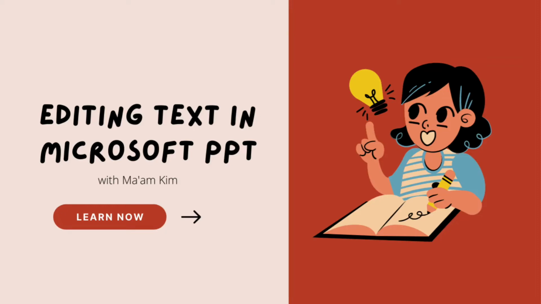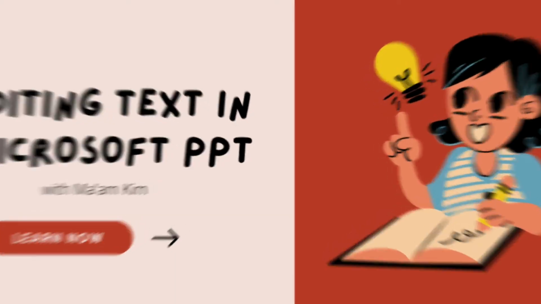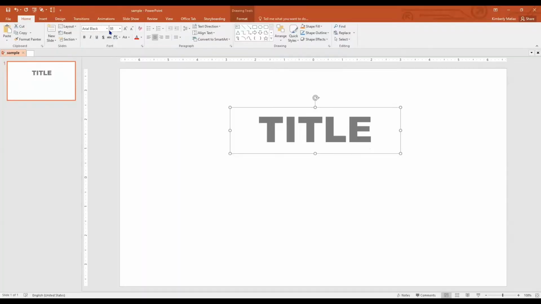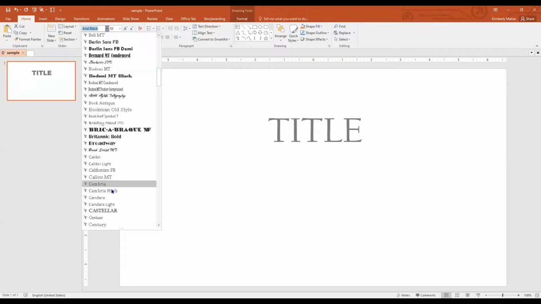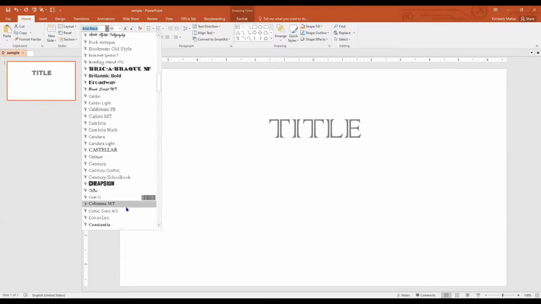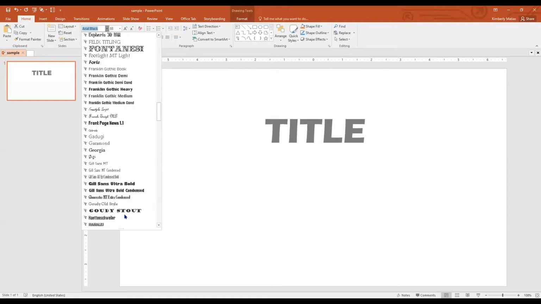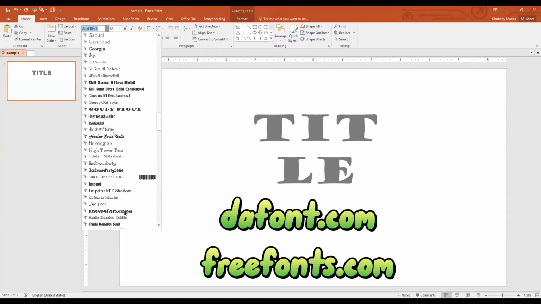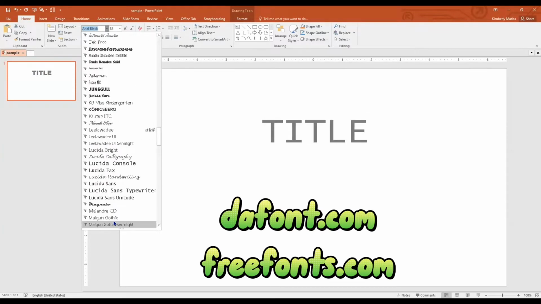In this video, we'll talk about how to edit text in Microsoft PowerPoint. So as you can see here on the screen, I only have the word "Title" as a sample. We already know that we can change the font in a PowerPoint presentation. We can change the font however we want, and if we want to download fonts, you can use dafont.com or freefonts.com.